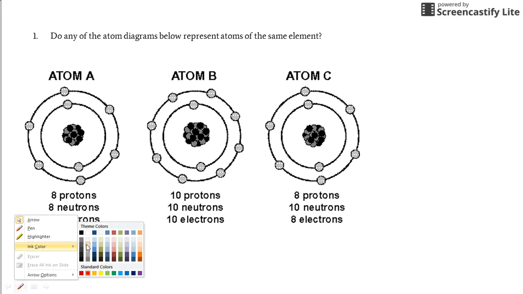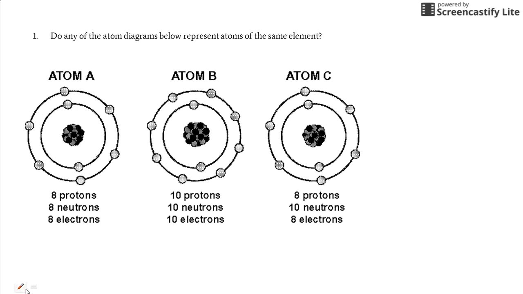Well, in order to decide that, let me get my pen going, we need to look at the number of protons. It's the protons that are important here. This one has 8, this one has 10, this one has 8. A and C have the same number of protons, so atom A and atom C are the same element. Atom B is some other element because it has a different number of protons.